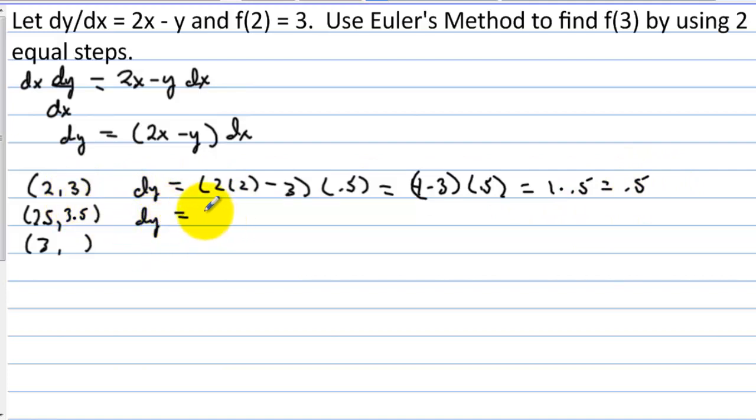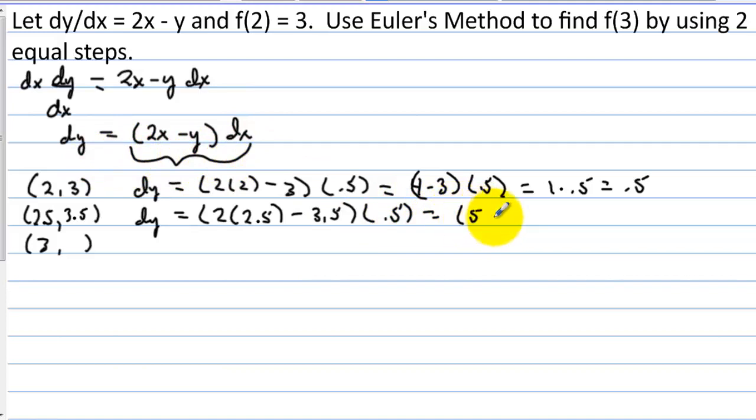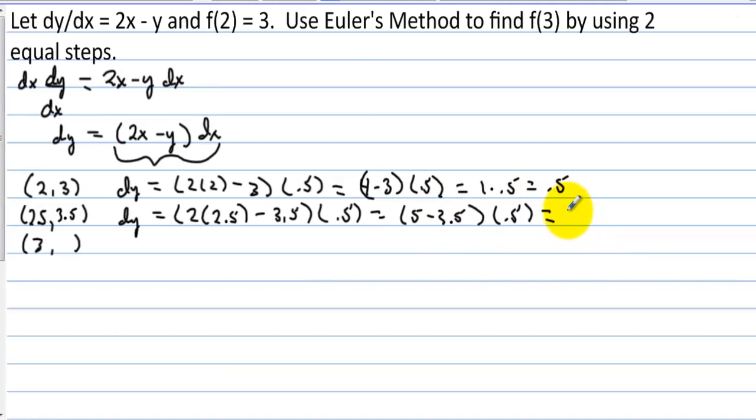Now dy is equal to 2 times 2.5 minus 3.5, and then times 0.5, and we're just following this formula right here. Now that's equal to 5 minus 3.5, and then times 0.5, which is equal to 1.5 times 0.5, which is equal to 0.75. Now that's how much y is changing. So we add 0.75 to 3.5, and we get 4.25. So f of 3 is approximately equal to 4.25.